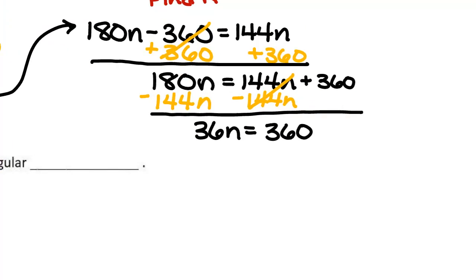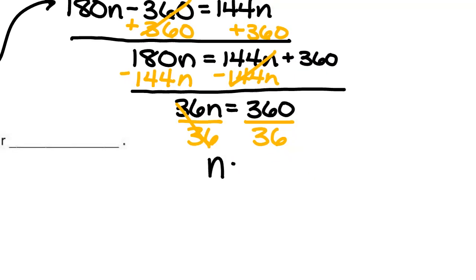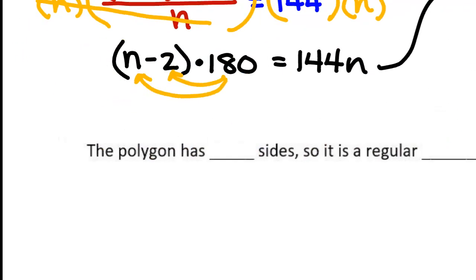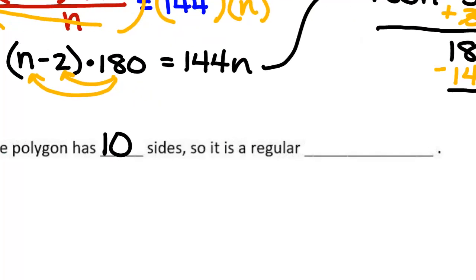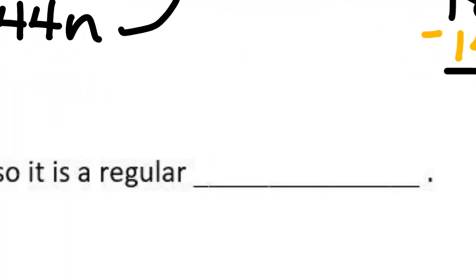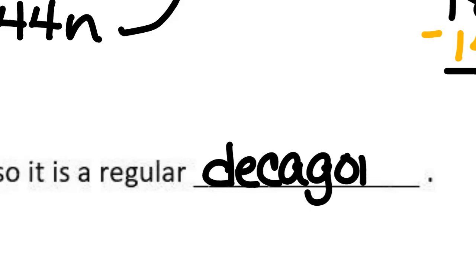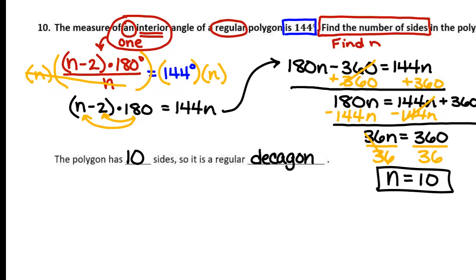Last thing I need you to do, get n by itself. Divide both sides by 36. What is 360 divided by 36? 10. So n equals 10. So how many sides does this polygon have? 10 sides. And what do we call a 10-sided figure? A decagon, yes. So it is a regular decagon.